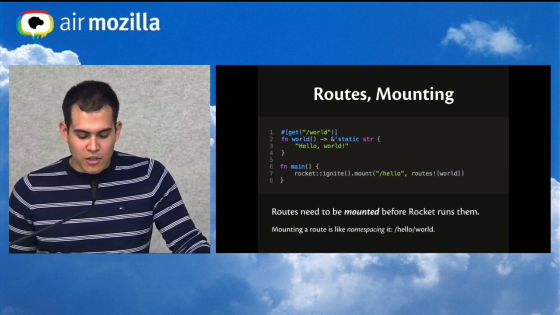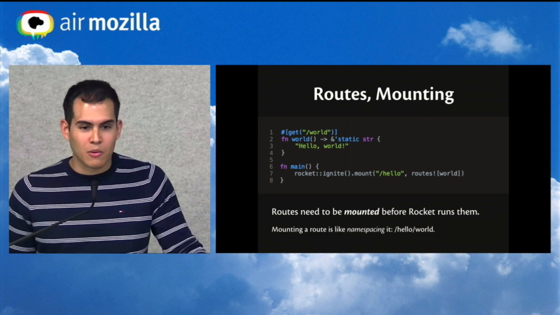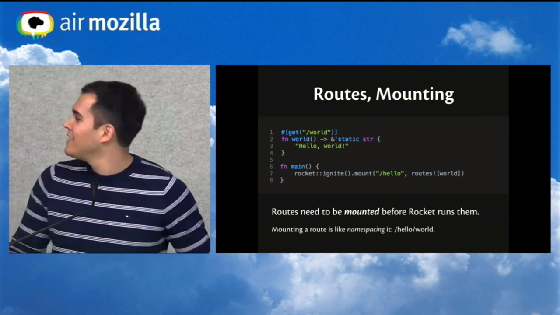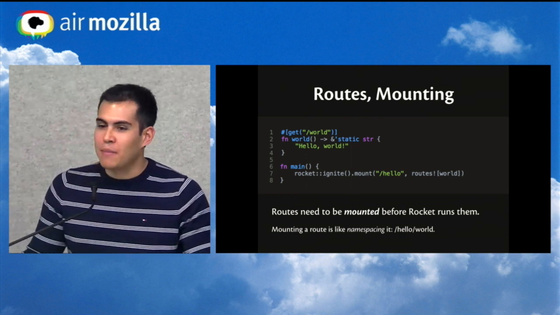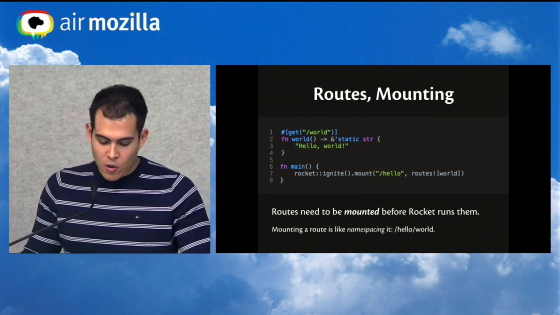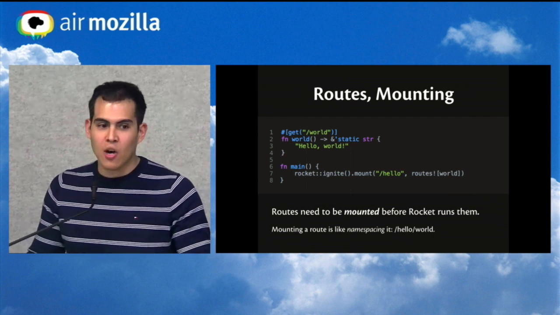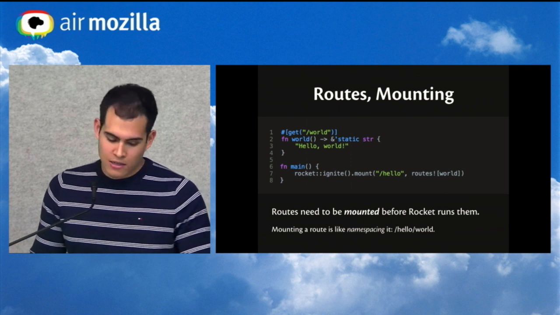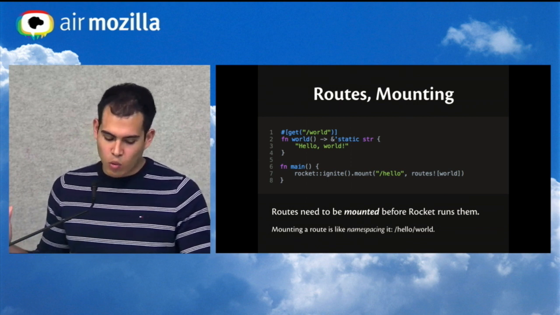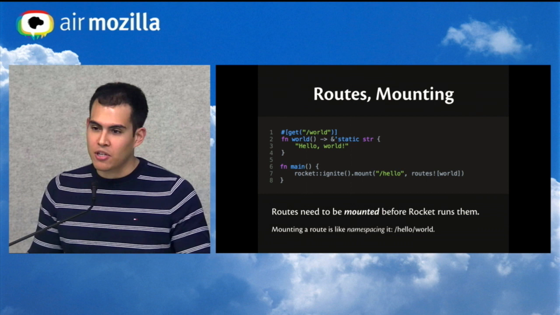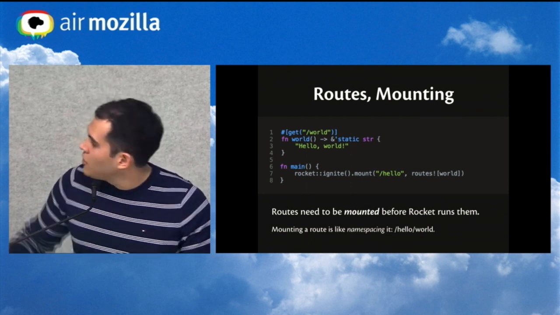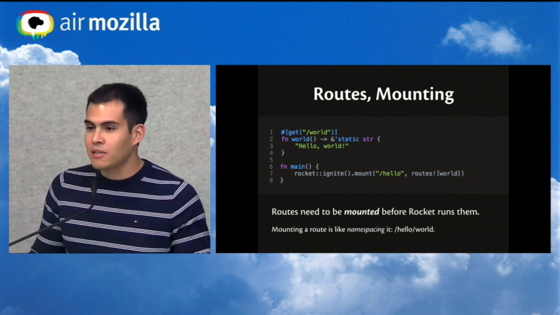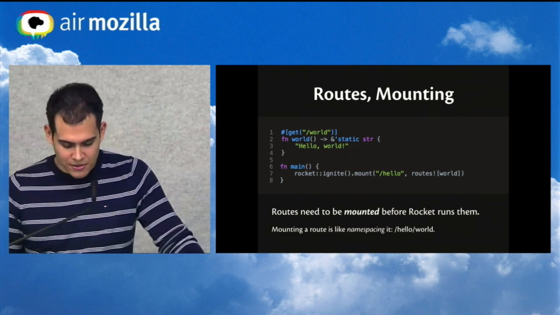To tell Rocket about your route, you have to do something called mounting. If you're familiar with other web frameworks that have mounting, then you know mounting, obviously. Mounting essentially means you're going to namespace a bunch of routes. So in this case, we're mounting to the /hello path. And so any routes that you mount to that path will have that path prepended. So in this case, to actually get to the world route, you have to go to /hello/world. And you can pass in as many routes as you want. And there's another macro there. Macros everywhere. We're very proud of our macros.